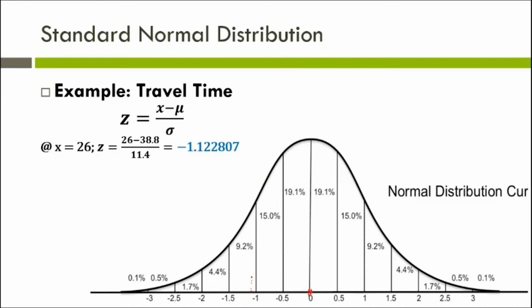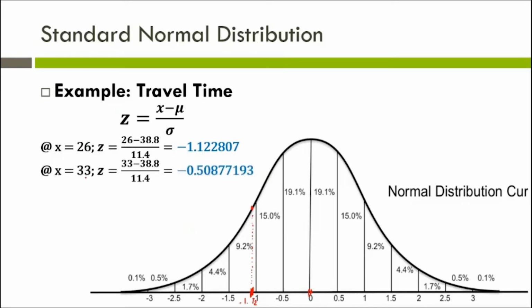So if we extend this line, so our z is here. Okay, this is one. Now if we compare it with our normal curve earlier, when we normalize the curve, that point should be here, and that's negative 1.12, approximately 1.12. Okay, next.